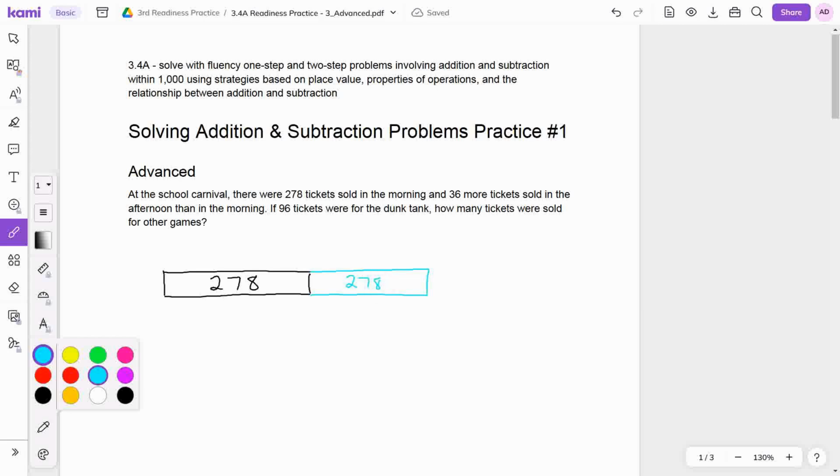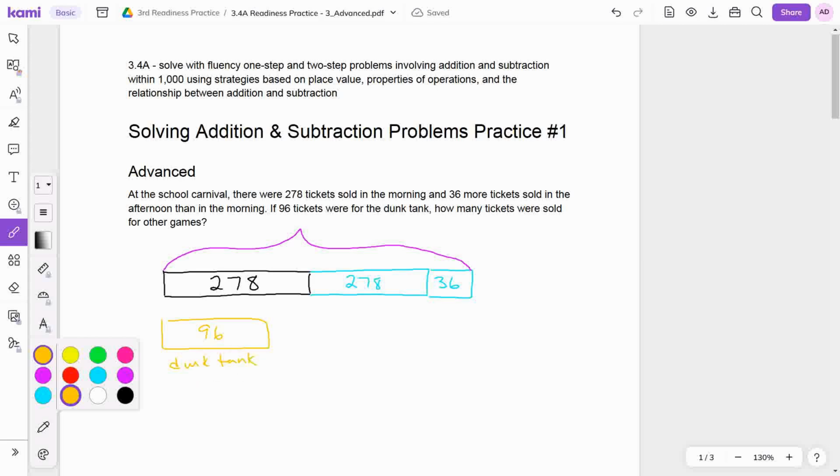And then I'm going to add on 36 on top of that. Because it says 36 more tickets were sold in the afternoon than in the morning. So I need to repeat my morning, the 278 again, and then add my 36 on top. So that's how many tickets were sold. And then 96 tickets were for the dunk tank. So of whatever this is, I need to figure out what this is, but I'm going to say that 96 for the dunk tank.